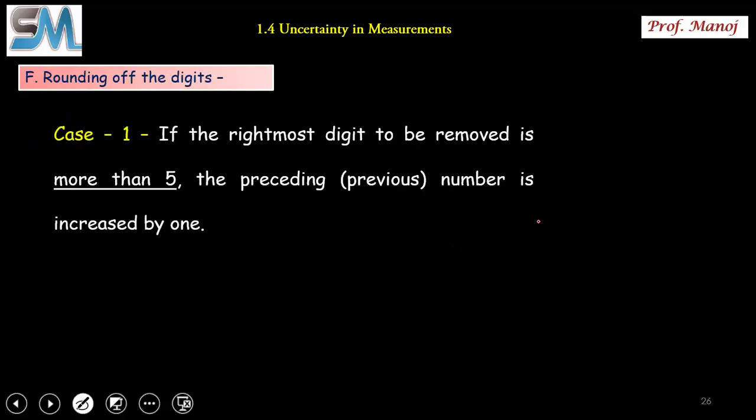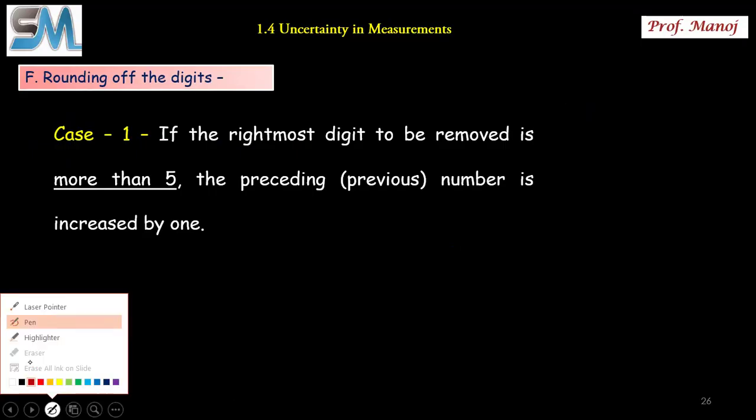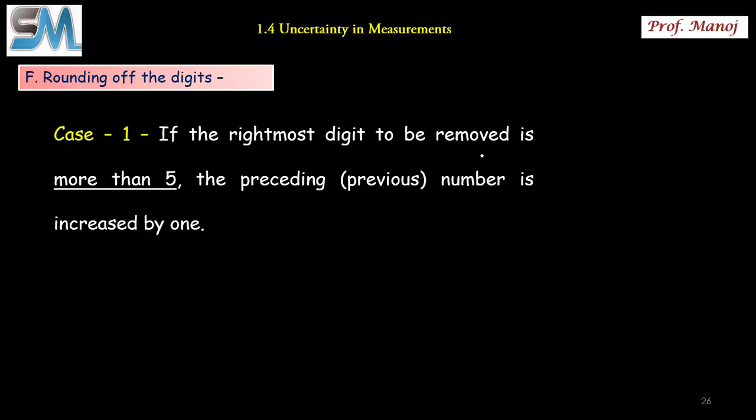Next is the case of rounding of the digits. These are all mathematical tools we are learning today, which you will be using in physical chemistry chapters. So when you are rounding off some digits, what are the different rules we follow? Suppose we have been given this kind of number. The number to be removed is 6 and this is greater than 5. So the previous digit will be increased by 1 unit. So when the digit removed is more than 5, the previous digit is increased by 1.